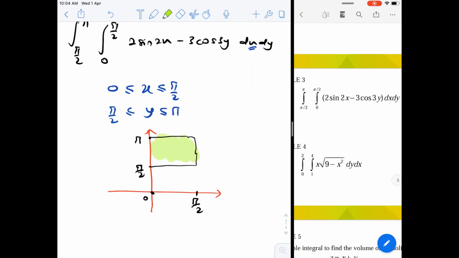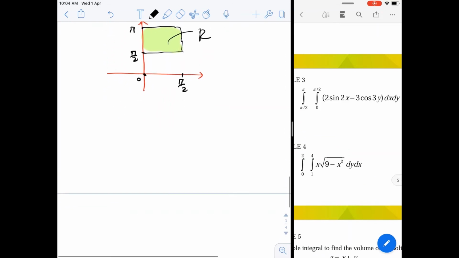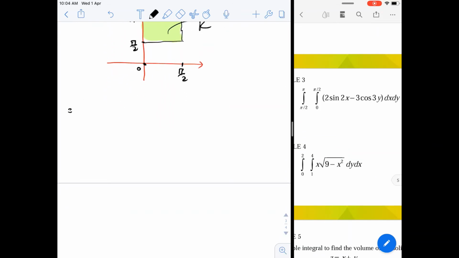So let us shade the region. Okay, so this is your region R. We can proceed with the integration now. From pi over 2 until pi. Sorry, this is 0.